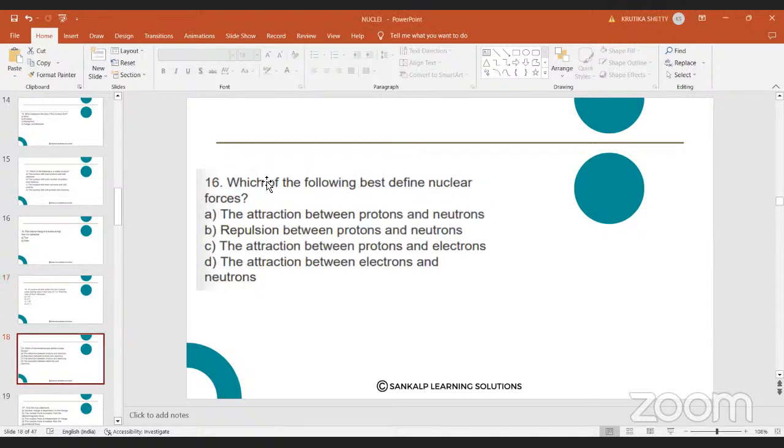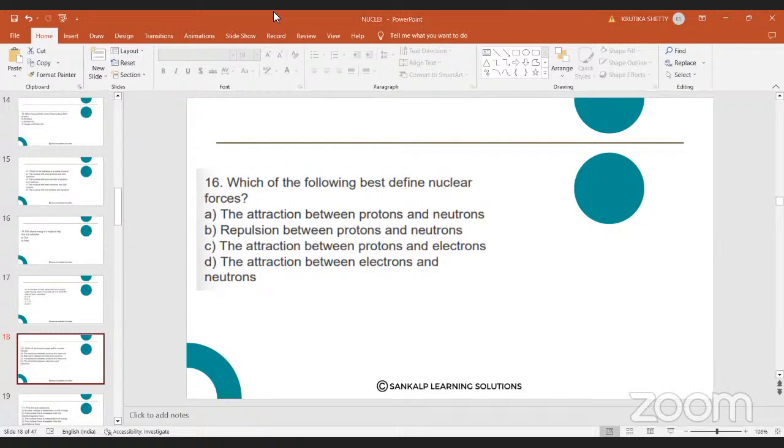Okay, next question. Which of the following best defines nuclear force? The attraction between protons and neutrons, the repulsion between protons and neutrons, the attraction between protons and electrons, the attraction between electrons and neutrons. Yes, which one is right? Which is the appropriate definition of nuclear force? A, B, C, D.